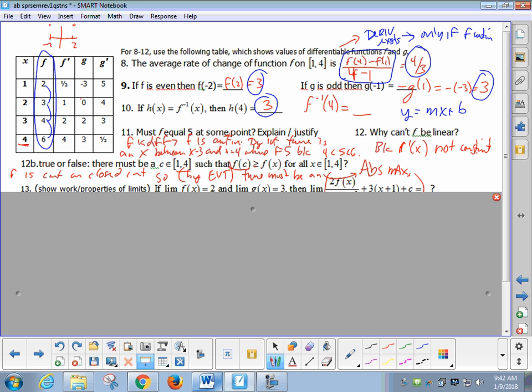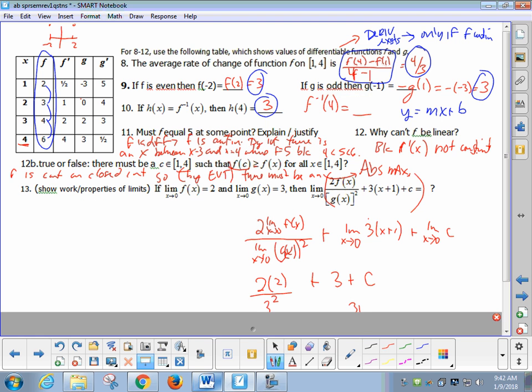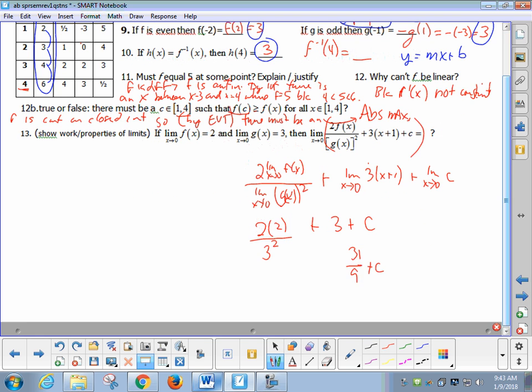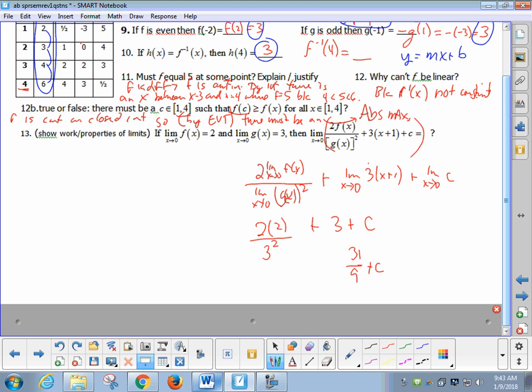Okay, there's 2 components to this. Did you get the right answer, and does your work stink? The right answer is 31/9 plus C, or some mathematical equivalent. And when I say show work properties of limits, the idea is that to see what this big thing equals, you just need to isolate the limits. So say I could figure out just what 2 times the limit of f is, divide by what g approaches, all squared, that should be there. Figure out what that approaches, figure out what c approaches, and then aggregate. That's really the properties of limits that are being shown.